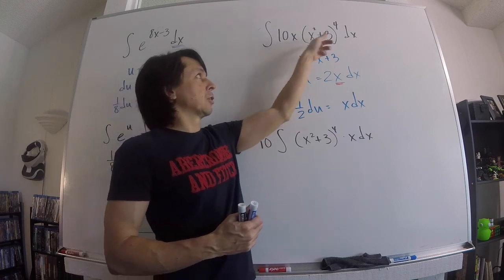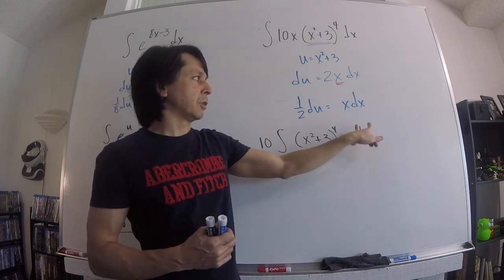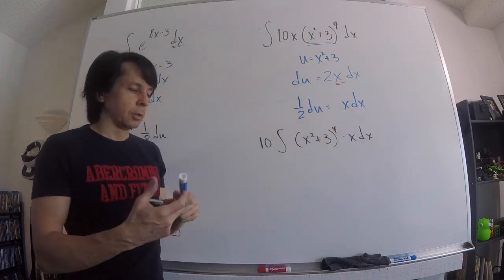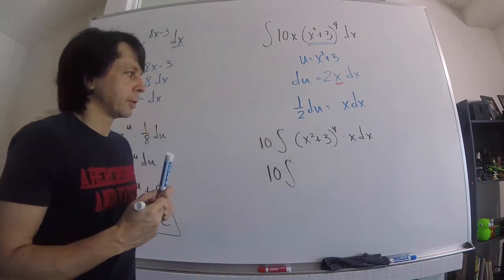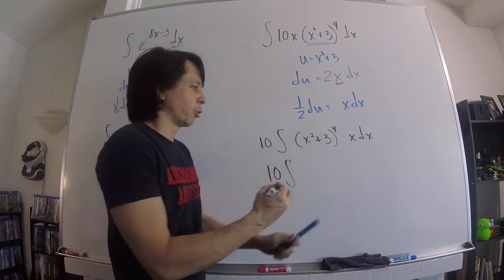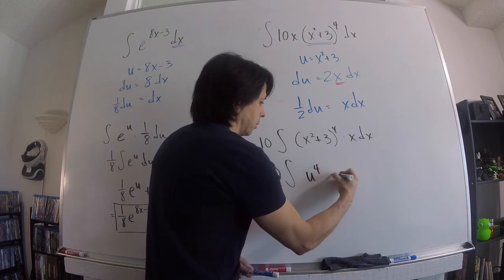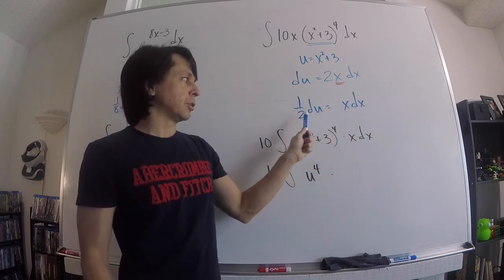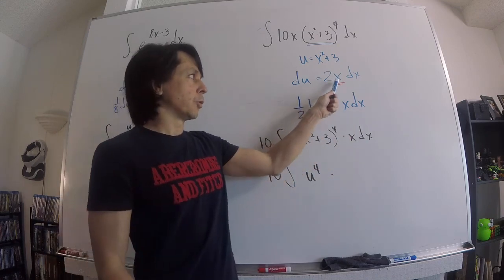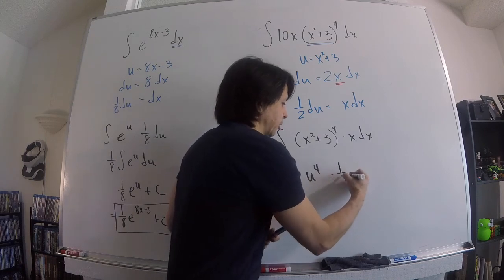I have that extra x, which I'm going to move next to the dx, and note that that becomes 1/2 du. So the 10 stays 10. This x squared plus 3 to the 4th becomes u to the 4th. And then this whole x dx, the x together with it, worked out nicely to just a 1/2 du. So that extra x was perfect. It actually makes it work out nicely.